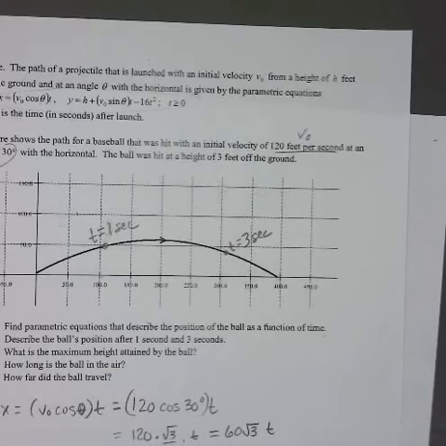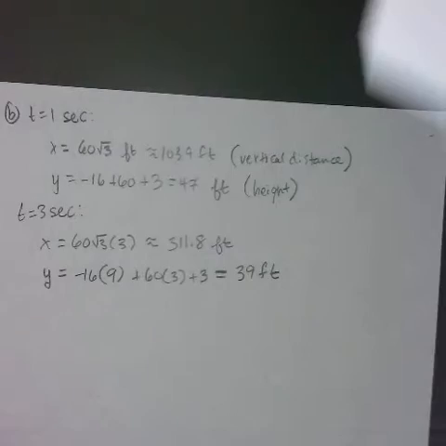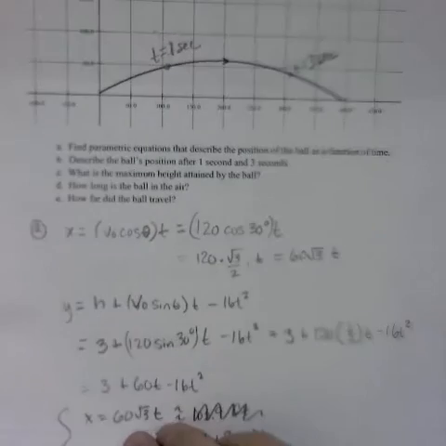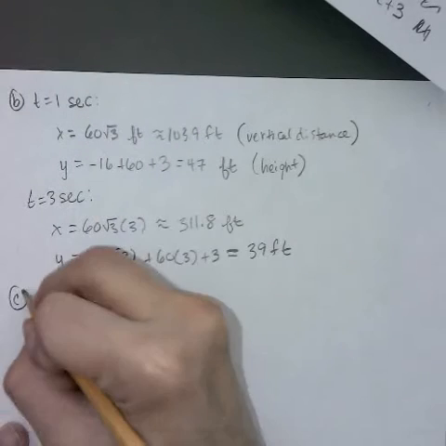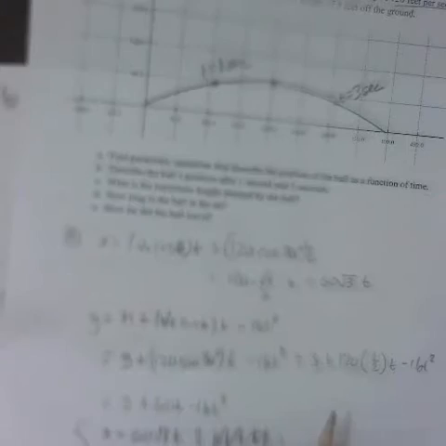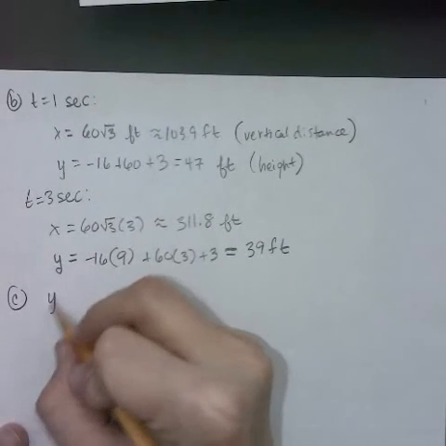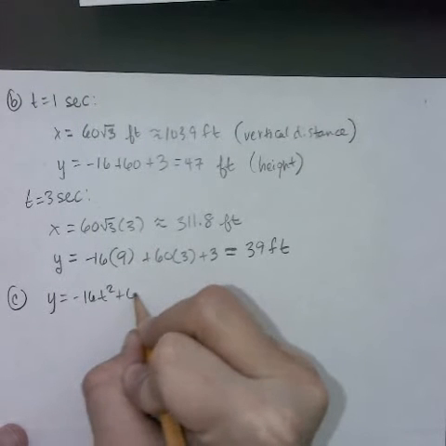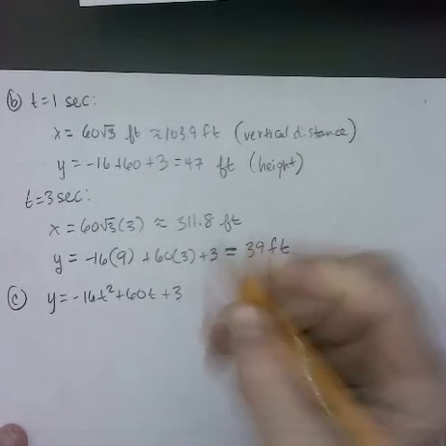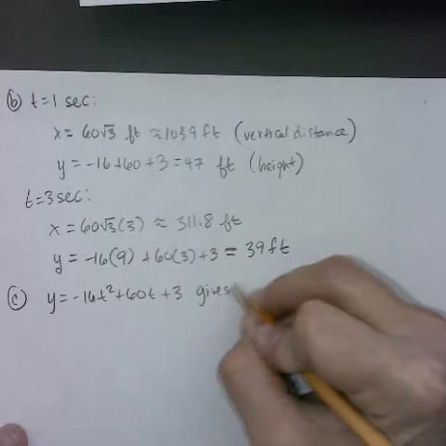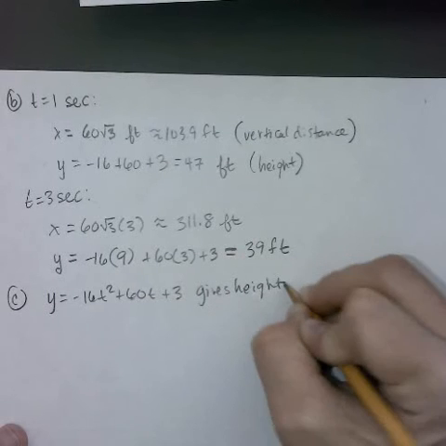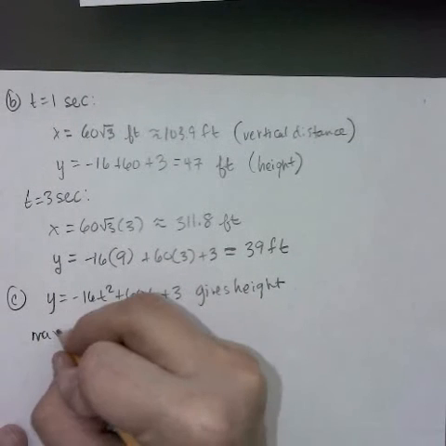Okay, that's what's going on there. Now in question C it says, what's the maximum height attained by the ball? So for C, the height is the y equation. So y equals negative 16t squared plus 60t plus 3 gives the height. So we want to maximize this equation.